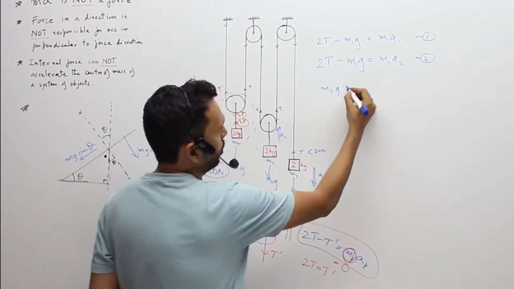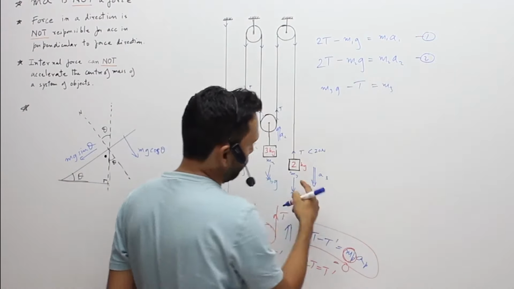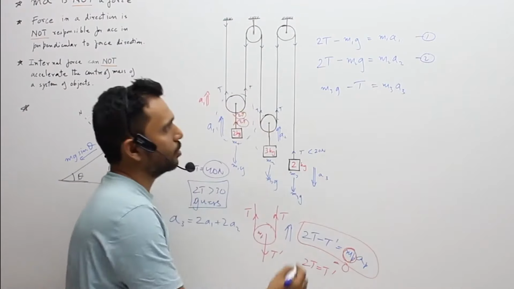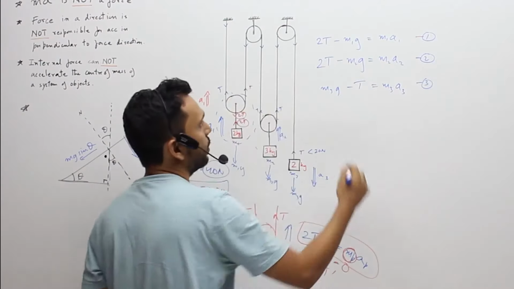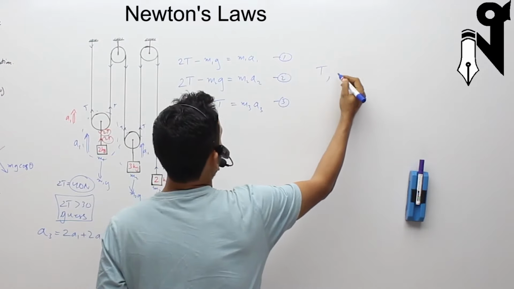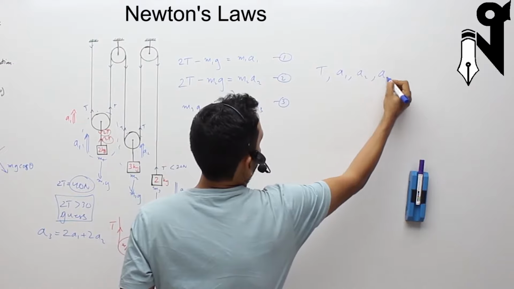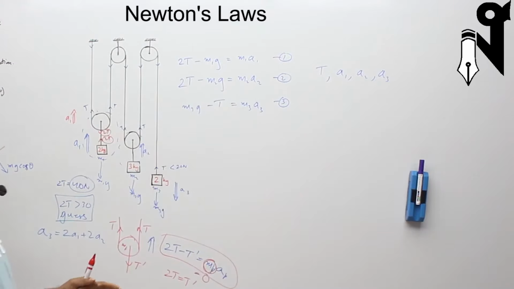m3g, the downward force, countered by tension, the upward force, is equal to the mass of the body, which is m3, times the acceleration of that. So what do we see? How many equations we have got and how many variables we have got? Let us count them. We have got 3 equations and the variables are T, which is a variable we don't know, a1 is a variable, a2 is a variable, a3 is a variable. We have got 4 variables, we have got 3 equations, which is not good enough.